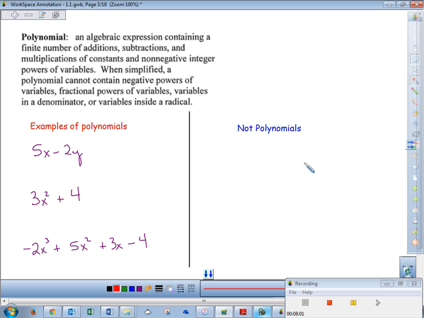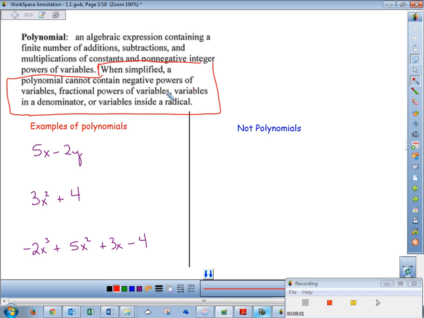A finite number of additions, subtractions, and multiplications of constants, non-negative integer powers, and variables. When simplified, a polynomial cannot contain negative powers of variables, fractional powers of variables, and variables in a denominator or variables inside a radical. This is the most important part of all that stuff. It tells you what you can't have. You can't have any negative exponents. You can't have any fractional powers, like fractions for an exponent. You can't have any variables in the denominator, and you can't have any variables inside a radical.